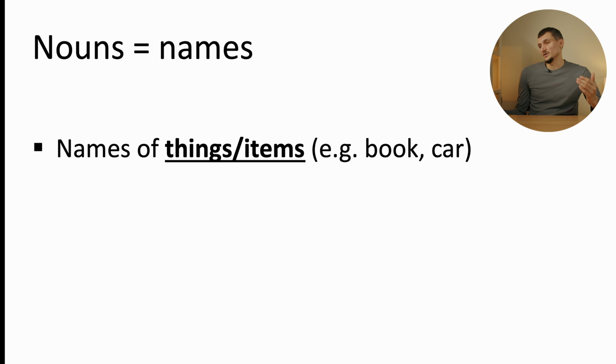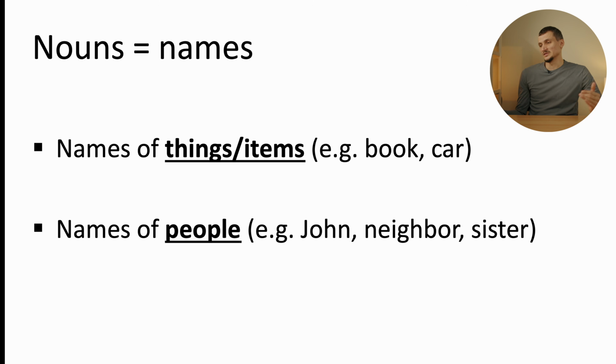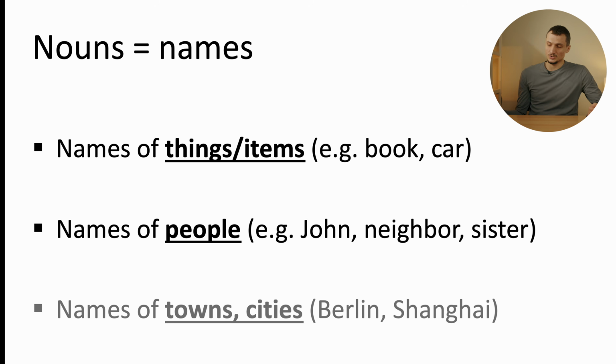So nouns as names: we have the names of things or items. In English, book and car are nouns. We have the names of people, John, neighbor, sister, and we have the names of towns and cities like Berlin, Shanghai, but also the names of rivers and lakes and mountains and hills and mountain ranges.